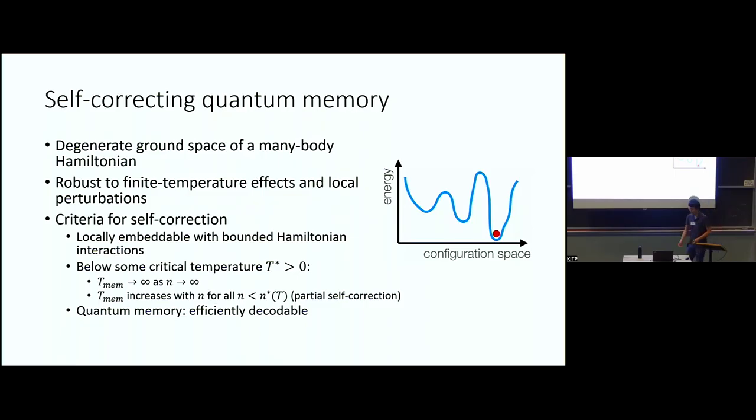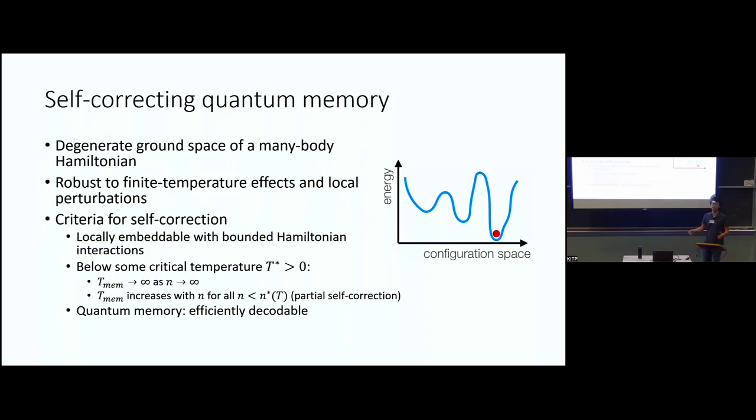And so the criteria that we want for self-correction is that this Hamiltonian should be locally embeddable with some bounded terms. And ideally, it should be in some low-dimensional Euclidean space in order for it to be practical. And we want to have the property that below some critical temperature, we can actually increase the memory lifetime as we scale up the system.